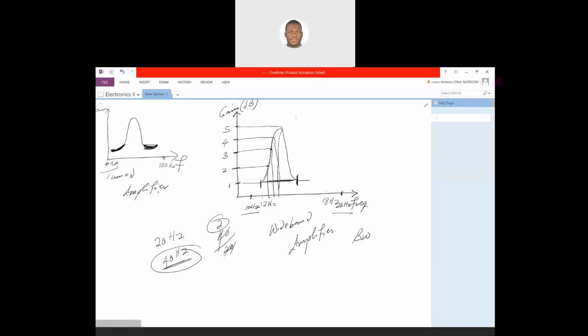Now, the next question says: state the advantage of tuned amplifiers over a narrowband amplifier. This is very simple. Tuned amplifiers can select different frequencies as needed, okay? So note that.